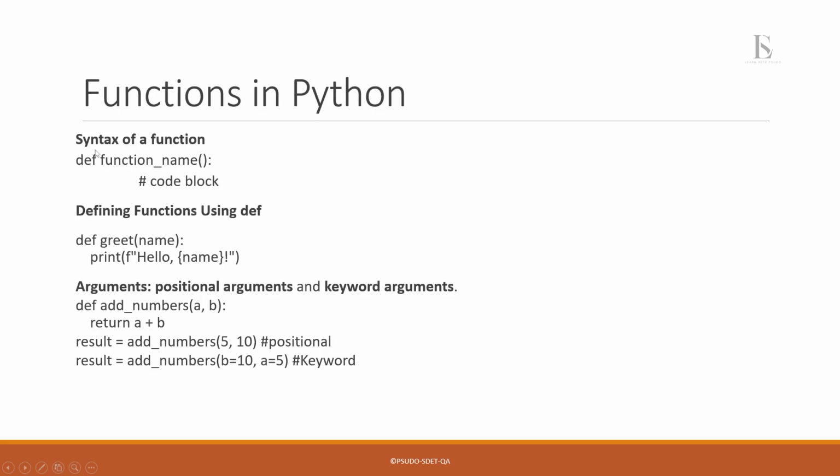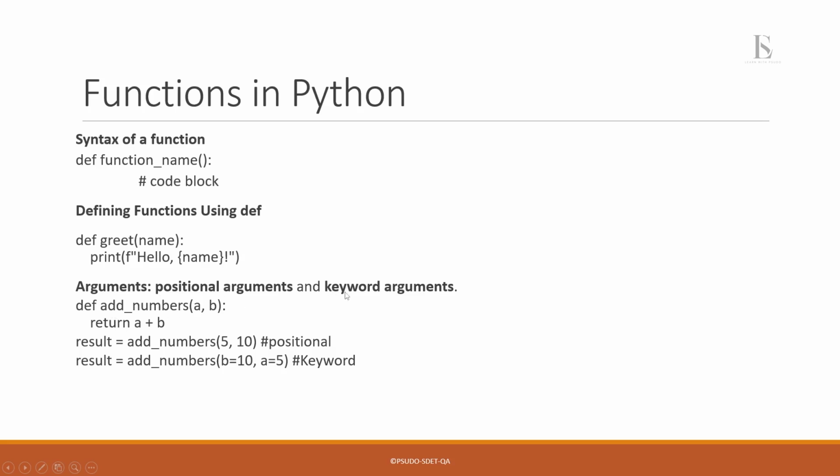Now functions in Python. Functions are always defined with the keyword def when we are defining, and while calling we just have to call the function name, and if there are any arguments we have to pass them there, right? So if you see def greet and a particular argument is passed here, name, so it is printing name.